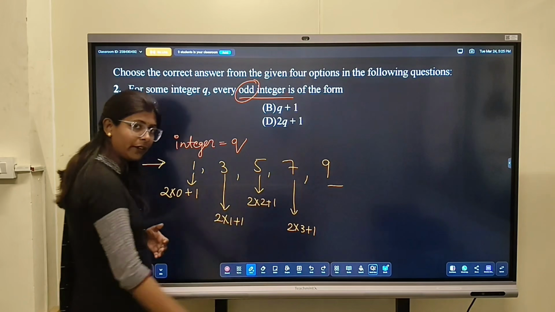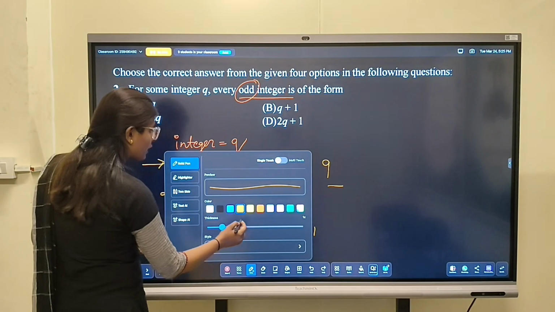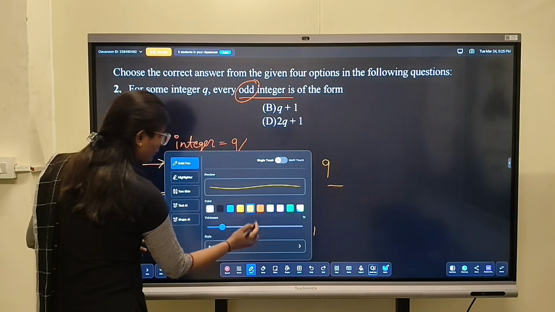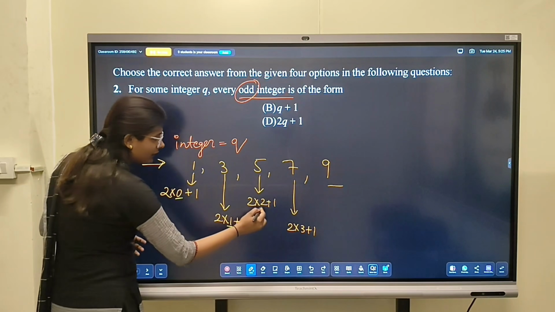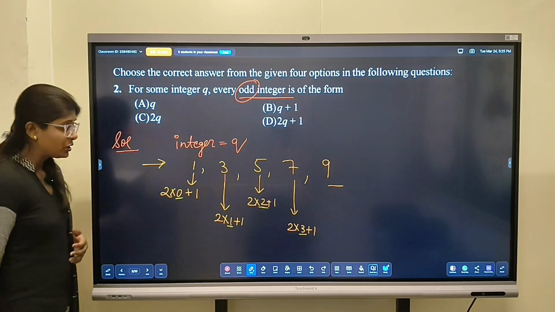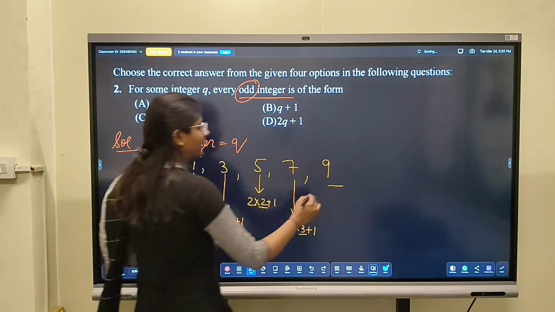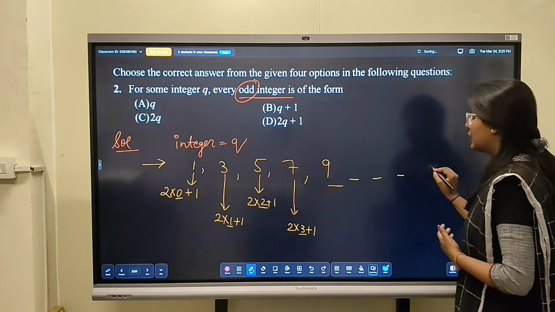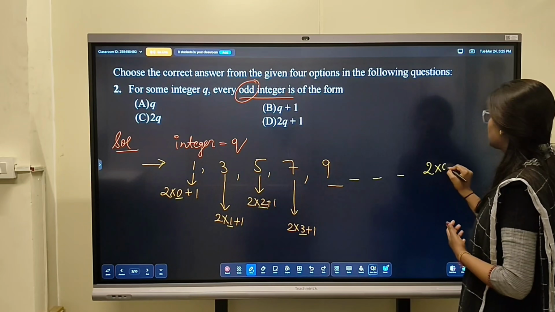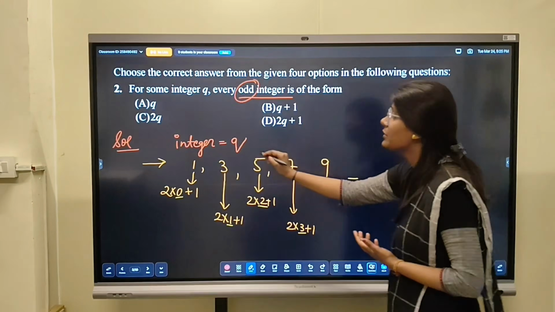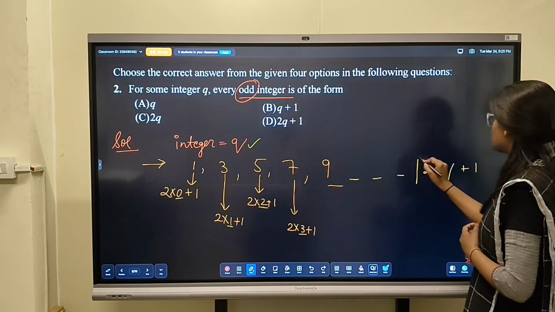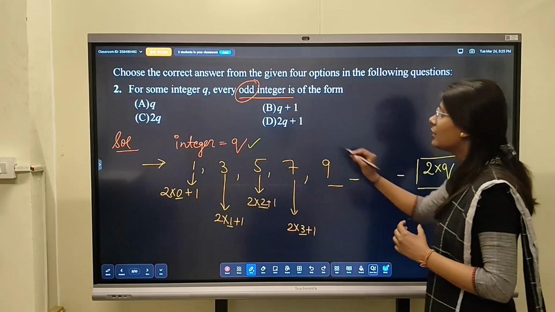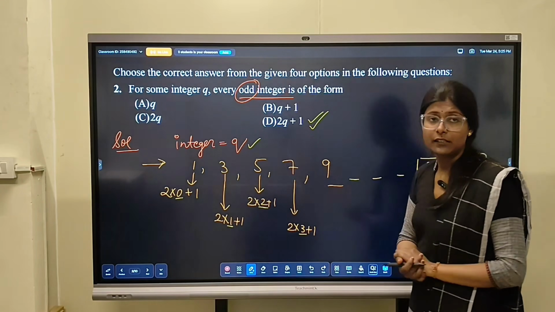Right? What is our motive here? We want to showcase these numbers. See, these are the integers. So we can also write, after a certain point, it is 2 times q. Why am I taking q this time? Because our integer is q, right? And then plus 1. So in this question, our option D will be the correct answer.